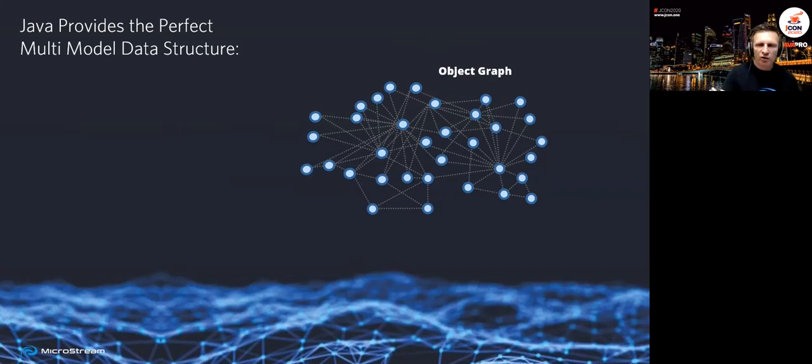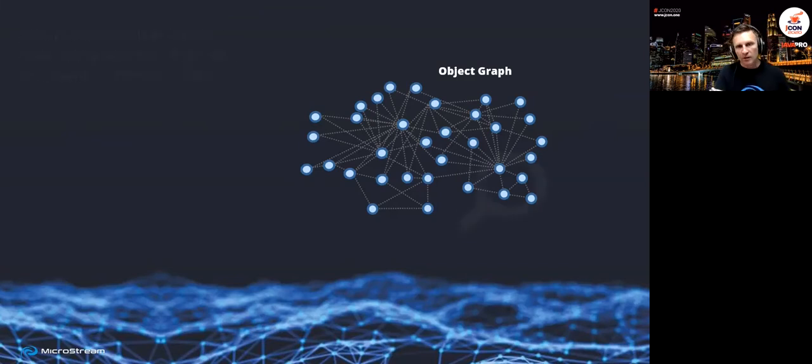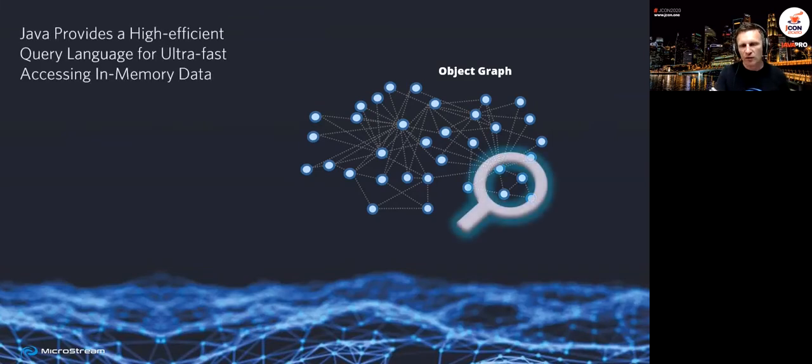And it's in memory and it's managed by the JVM. But in addition to that, Java provides us a perfect query language. For instance, the Streams API. With Streams, you can query object graphs, and this is always super fast. If you query a complex and huge object graph, it will only take microseconds. And this is even much faster than reading directly from a local Hibernate cache.